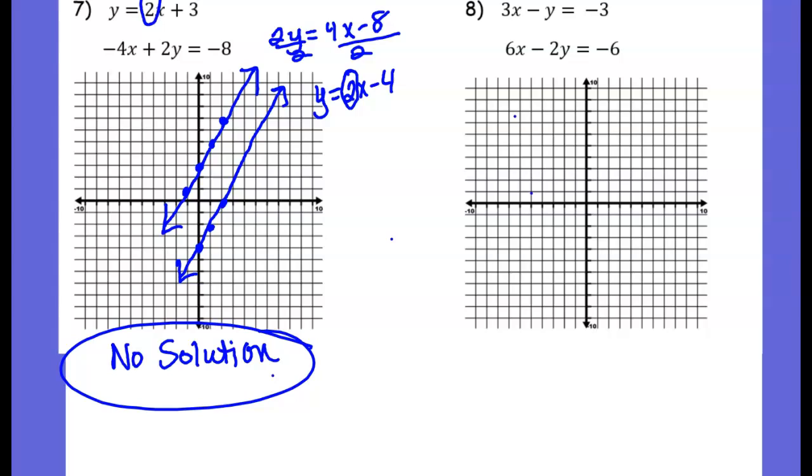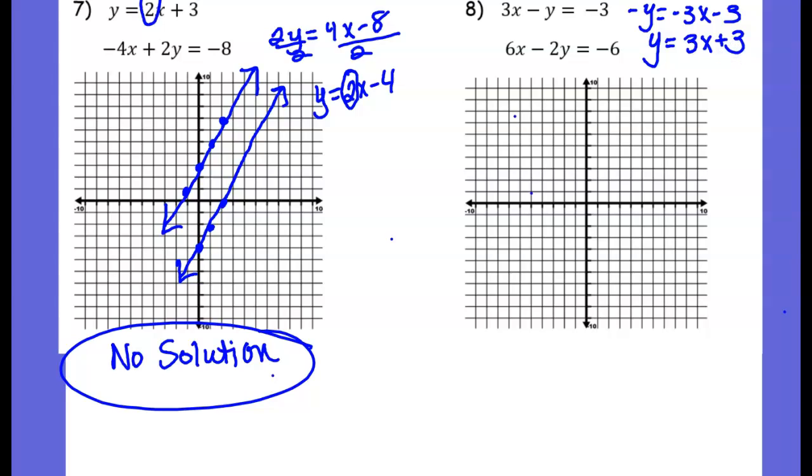And it has a different y-intercept, because if it had the same y-intercept, then it would be the same line. And that's what we're going to show with number 8. So in number 8, I'm going to put it in slope-intercept form. So we got negative y equals negative 3x minus 3. Then when I divide both sides by negative 1, I'm going to get y is equal to 3x plus 3.